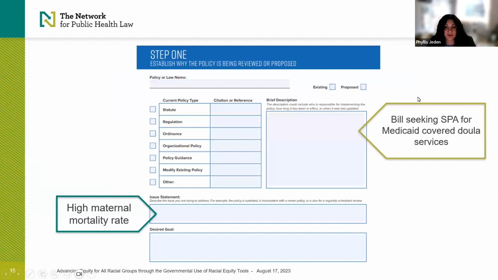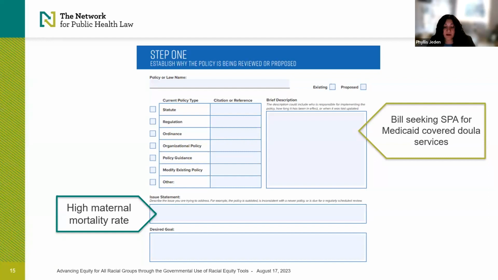So again, this is a new toolkit. We don't have any examples to share with you, so we came up with a sort of high-level generalized example. Your own application will, of course, have more detail, but we want to give you an idea of how the toolkit would work. So our example that we will share with you today is a state bill that seeks a state plan amendment for Medicaid-covered doula services.